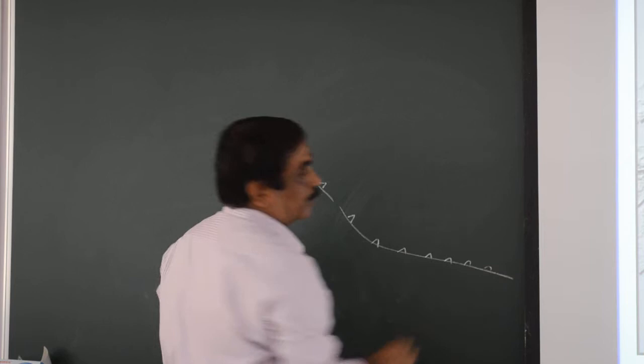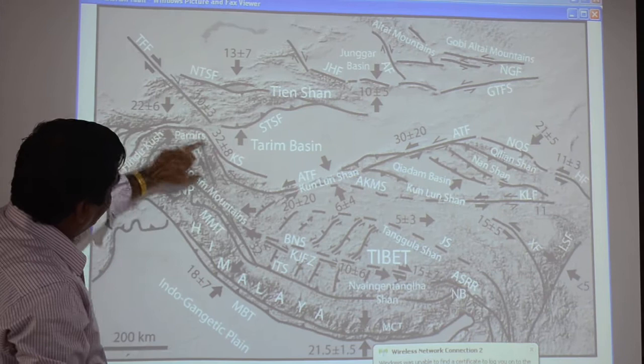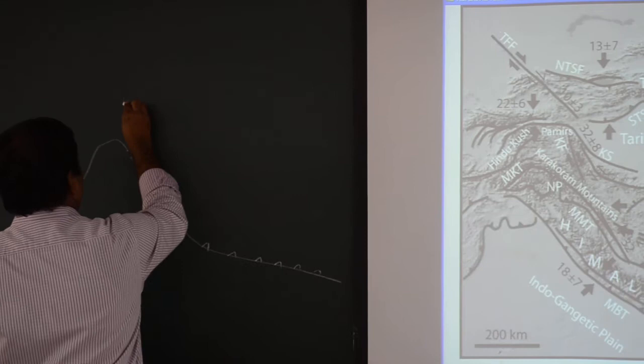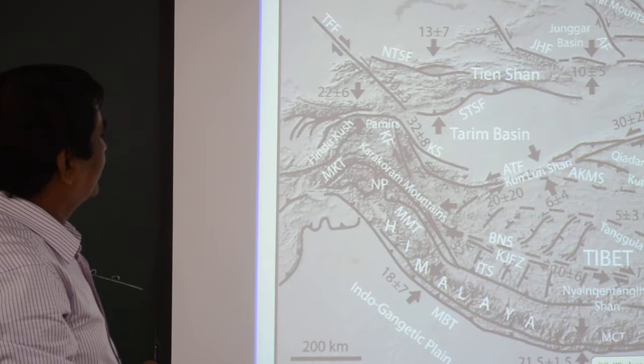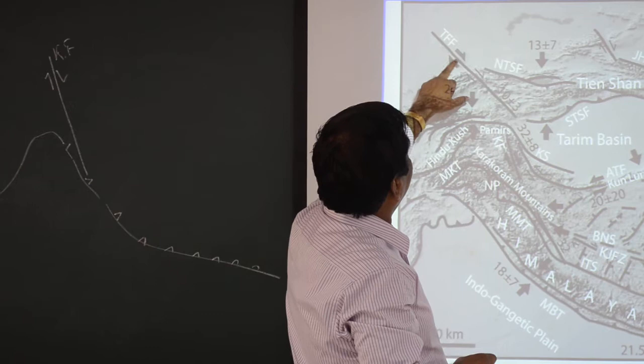Now, the most famous is the Karakoram fault, you see. This one, very close to the Ganga plain, it comes like this. What type of fault is it? You see the arrows, na? Right lateral strike slip. This is one strike slip. You see this strike slip? PFF. I do not know the full length. You can see it somewhere. Right lateral strike slip. You see that?